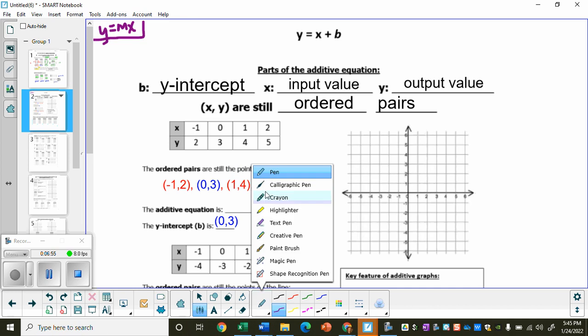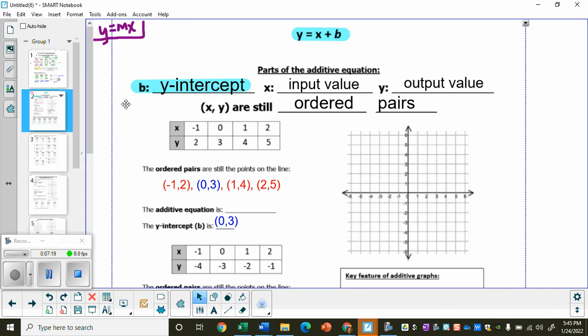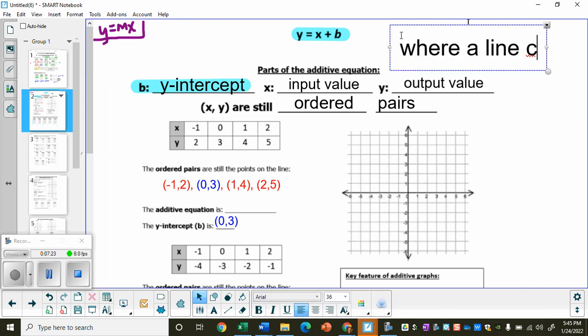And now our equations are not going to have a coefficient, but they're going to have a constant where we're either adding or subtracting. And this number over here, the +3 or the -2, whatever we're adding or subtracting right here, that thing is called a y-intercept. And it's really important that you guys go ahead and write this down right now. A y-intercept is simply where a line crosses the y-axis. And I'm going to jot that down right now. I'm going to type it right here. Where a line crosses the y-axis.